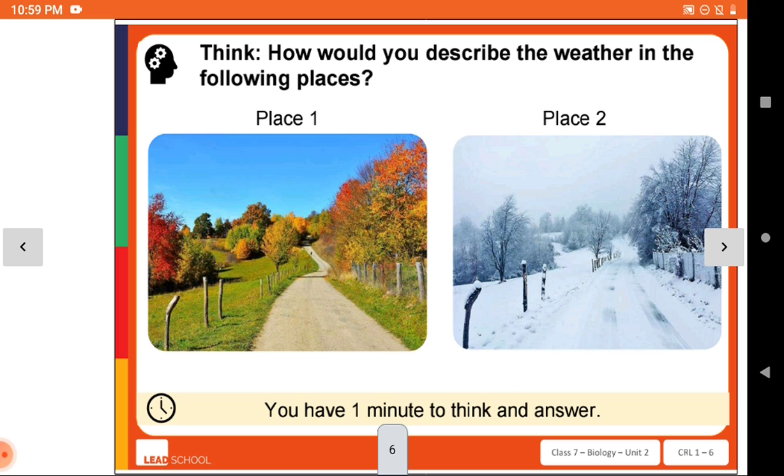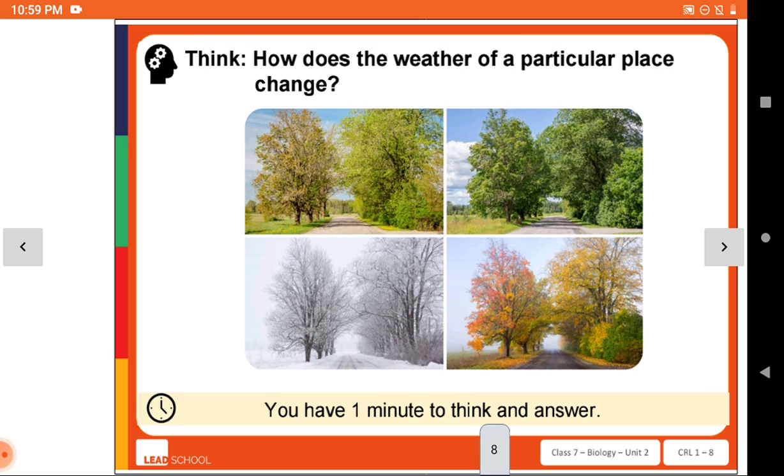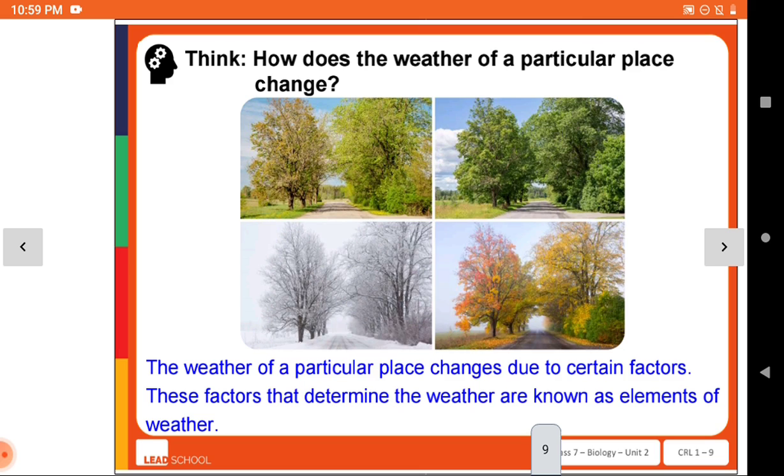So next slide. How do we represent the weather of the following places? Place 1 is warm and sunny, and place 2 is cold and snowy. So how does the weather of a particular place change? A change in weather depends upon certain factors. For example, it depends upon the elements of weather.